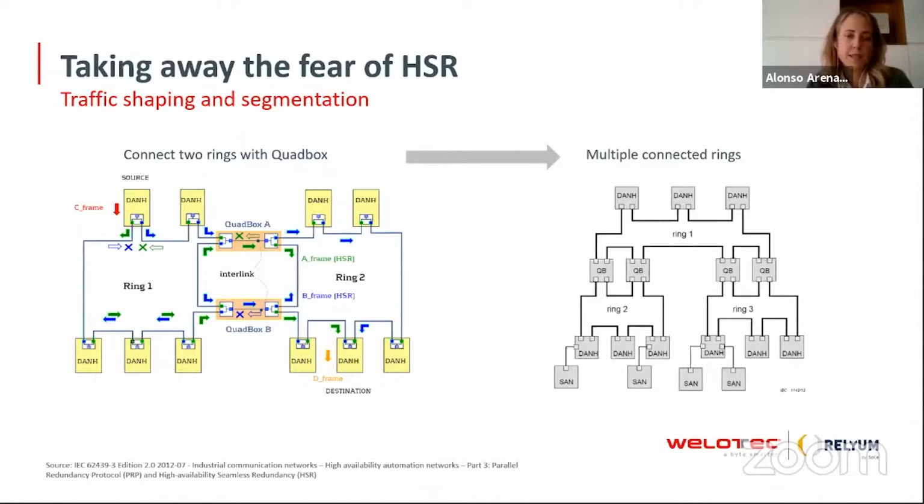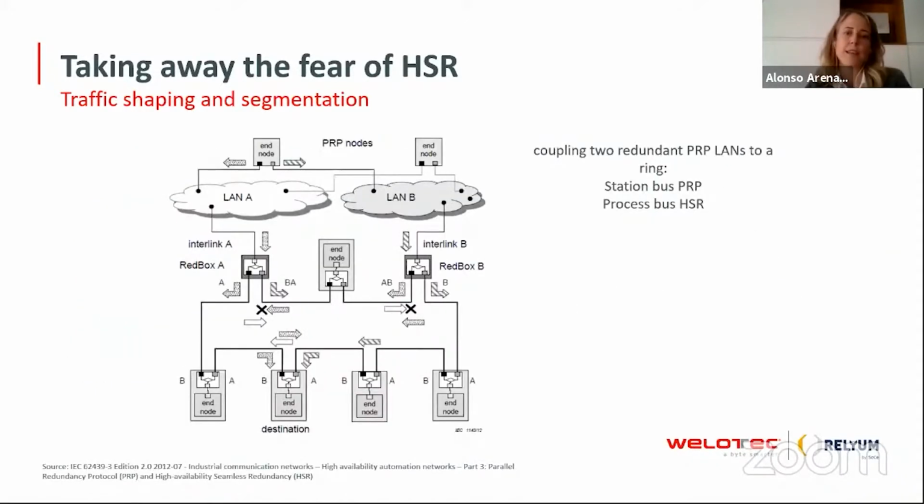And the good thing is that this is a very flexible standard, a very flexible topology. On the right side of the slide, we can see 3 rings, but we could have 4, 5, well, an unlimited number of rings in these topologies. And also we have another element, which is a combination of protocols in the next slide that can help us to do this traffic shaping and segmentation.